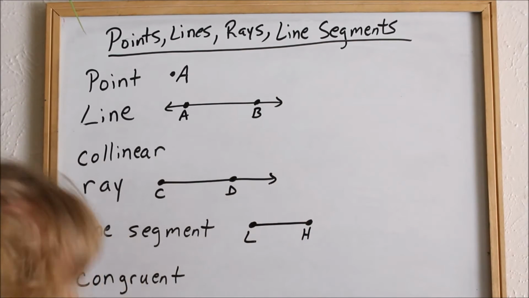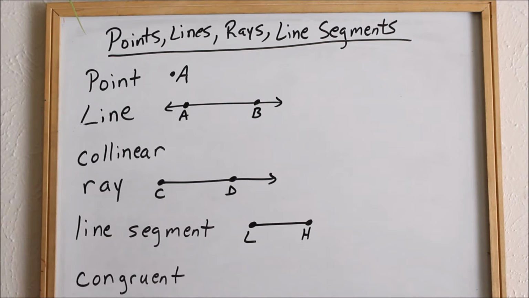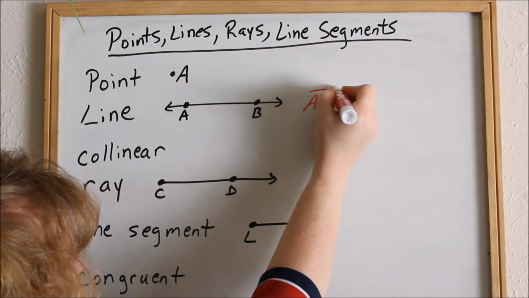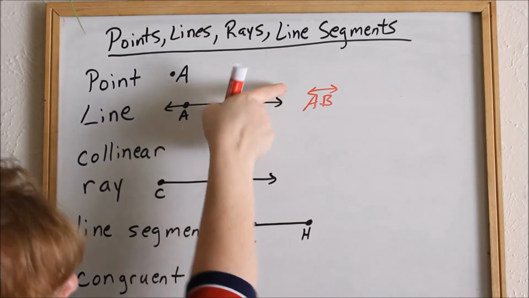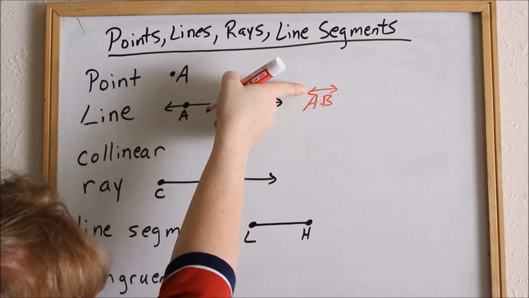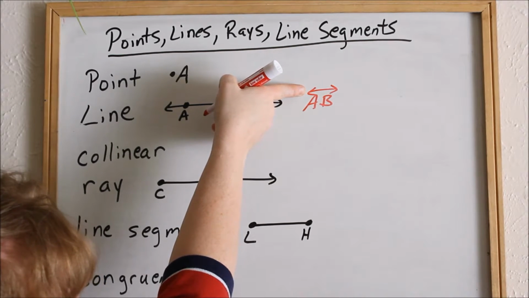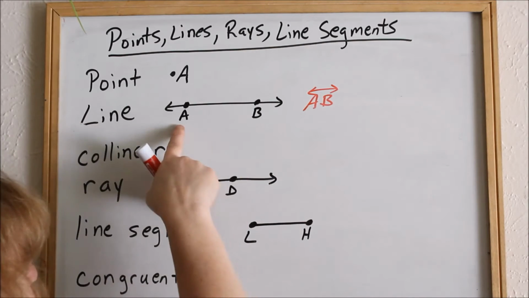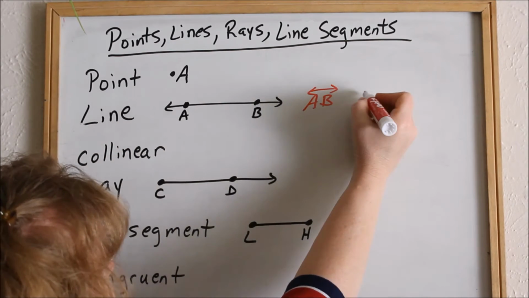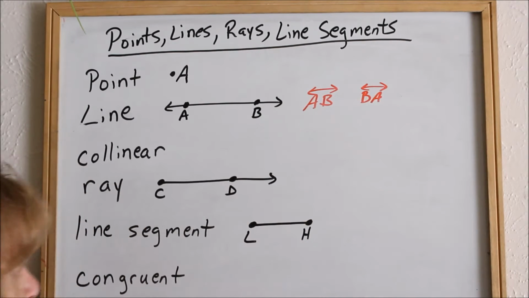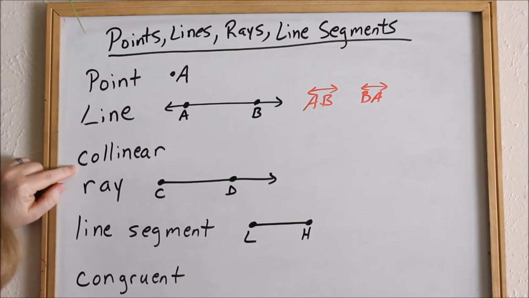So we can call this line AB, because those are the points labeled on it. This symbol above your AB is very important. The line with the arrow on both sides means a line, because a line goes infinitely in both directions. So this line could be called line AB, or it could be called line BA. Either labeling is acceptable.